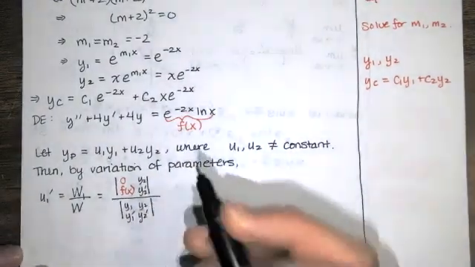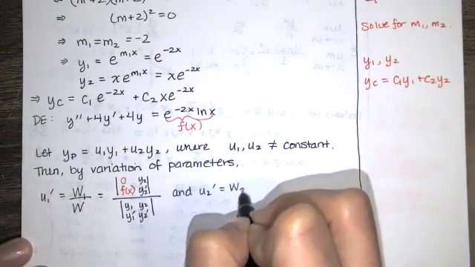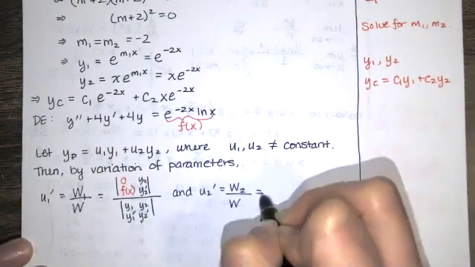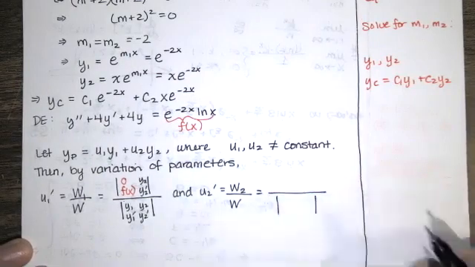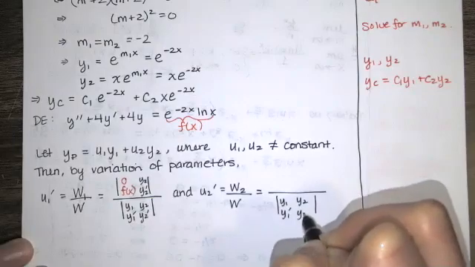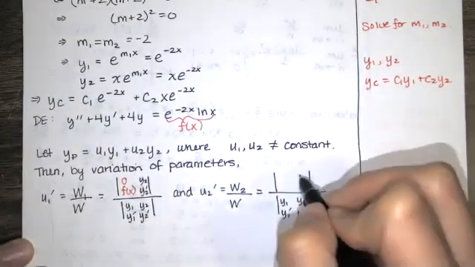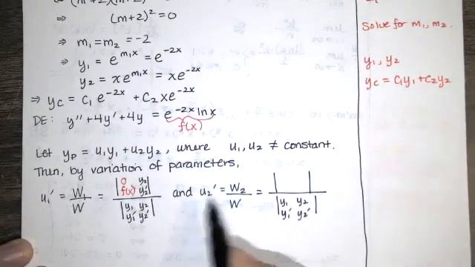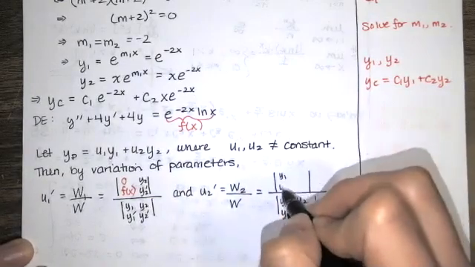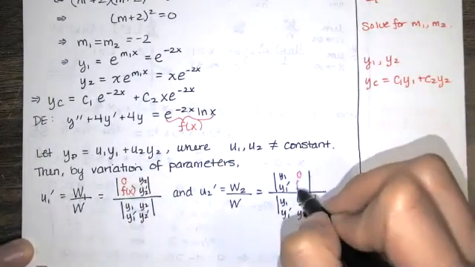So u1 prime is equal to this, and u2 prime is equal to this. You have the Wronskian in the denominator, and this time for the second variable, you leave the first column alone, and you swap out that second column with 0 and f of x.